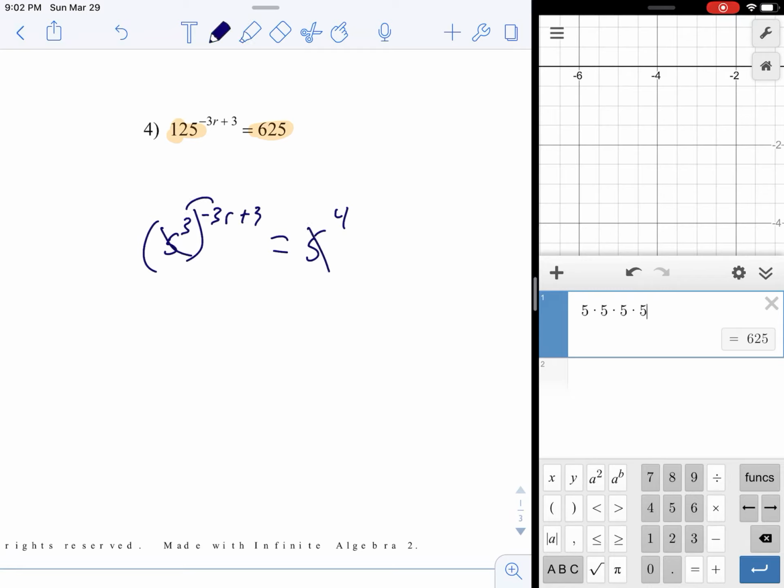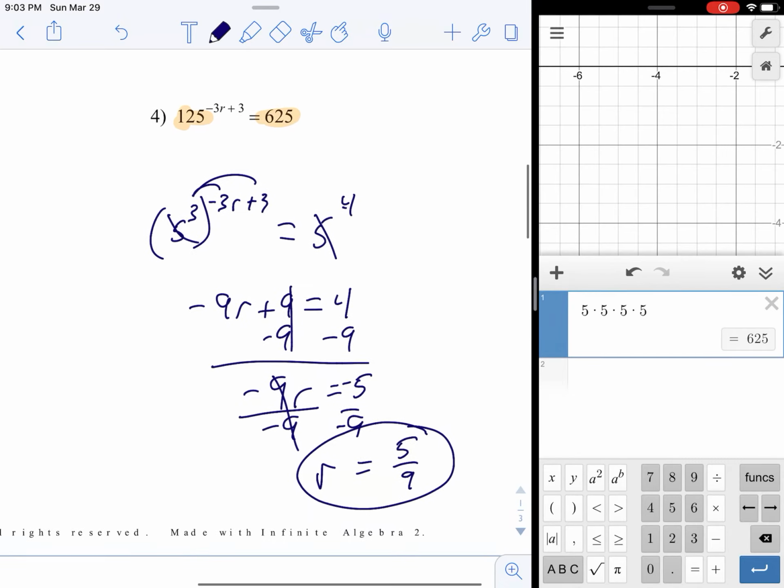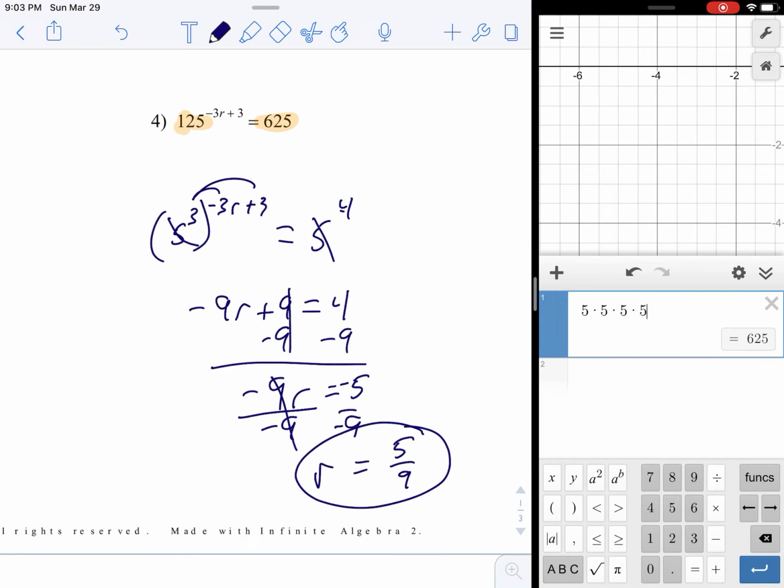Over here on the left, you can actually distribute this and you get negative 9r plus 9. Over on the right, you just have that 4. I'm going to subtract 9 on both sides. Negative 9r equals 4 minus 9, negative 5. Then divide by negative 9. Of course, you can't divide 5 by 9, but the negatives cancel and you get 5/9. So, you get fractions as answers sometimes. It just happens.